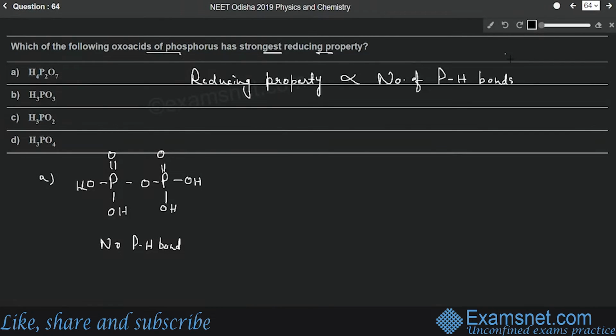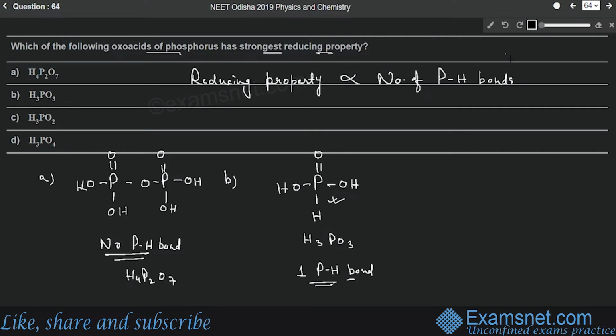So first let's draw the structures of other options also, then we'll compare. In the next one we have H3PO3. Next is H3PO3. So one phosphorus is there, one double bond oxygen will be there, two OH and one hydrogen. So this is H3PO3, and as we can see it has one phosphorus hydrogen bond. Okay, so one phosphorus hydrogen bond. So in the first one no phosphorus hydrogen, here one phosphorus hydrogen. In the third one we have H3PO2. So phosphorus, one double bond O will be there, one OH and two hydrogens will be there. Okay, so as we can see it has two phosphorus hydrogen bonds. Okay, so H3PO2 has two phosphorus hydrogen bonds.